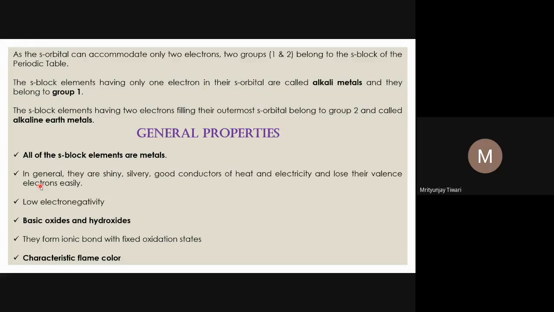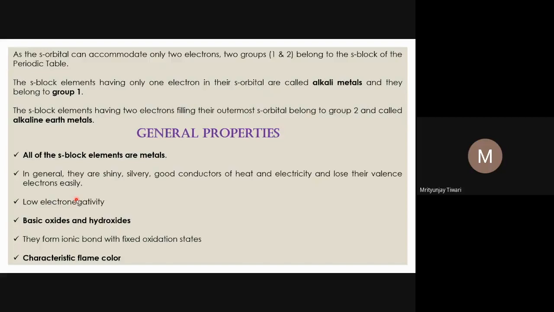And because of Fajan's rule, we also know most of the ionic compounds also have covalent character. And if the covalent character is there, we talk about the electronegativity, and they have very low electronegativity. Again, if an element has high electronegativity, it is because the effective nuclear charge is very high for that element. The outermost shell electron effective nuclear charge is very high.